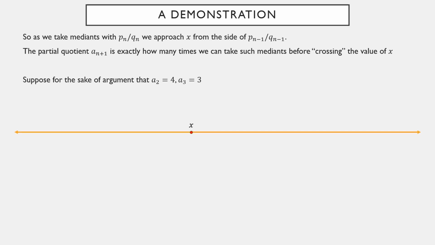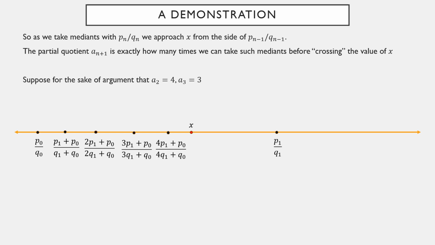So here's the real number line with x on it. P0 over Q0 will be less than x, and P1 over Q1 will be bigger than x, but closer than P0 over Q0 was. So let's take a mediant of P0 over Q0 with P1 over Q1. It will be in between the two, but because we have not reached the next partial quotient of 4 times, we're still on the same side of x as the lower index P0 over Q0. Do it again, do it again, do it again.